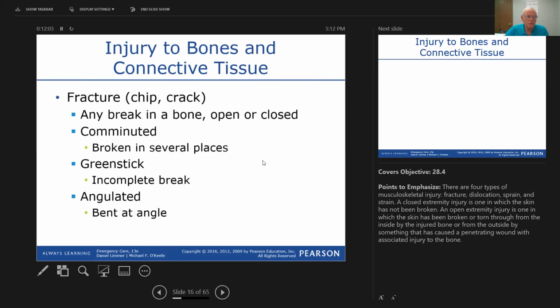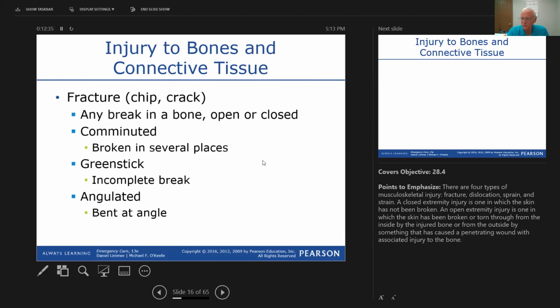All right, so a fracture is any break in a bone. Sometimes people say, yeah, I chipped my bone or I cracked my bone. We just use the word fracture. It all means the same thing. The continuity of that bone has been interrupted due to trauma, injury, okay? Fractures can be open or closed. And by open, what we mean is that the bone end is actually protruding out through the skin. Closed means it's not protruding out through the skin.